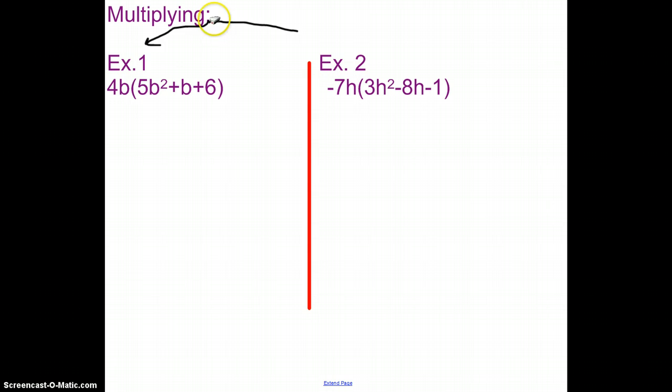First of all, in a multiplying problem, multiplying is going to go with the directions for both example 1 and example 2. So if we take a look at this first one, it's 4b times 5b squared plus b plus 6. First of all, we do assume that there's a 1 in here, even though it's not written. And this is a big form of distributive property. We have to be able to distribute this 4b to all of these values that are in the parentheses.